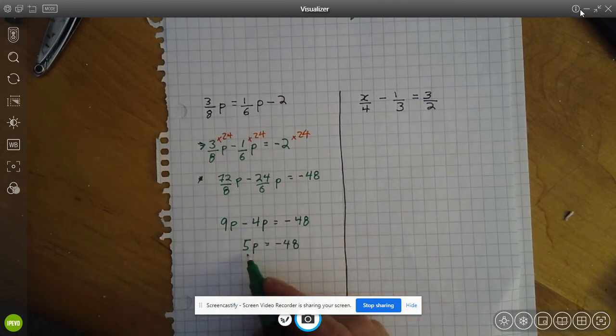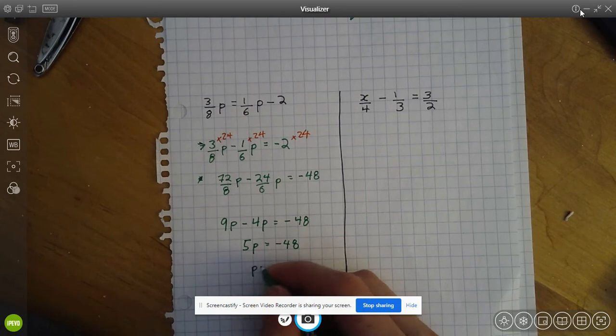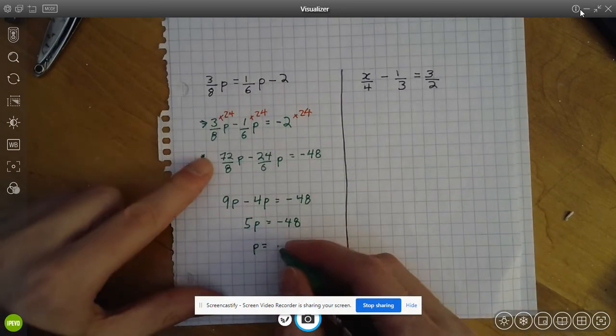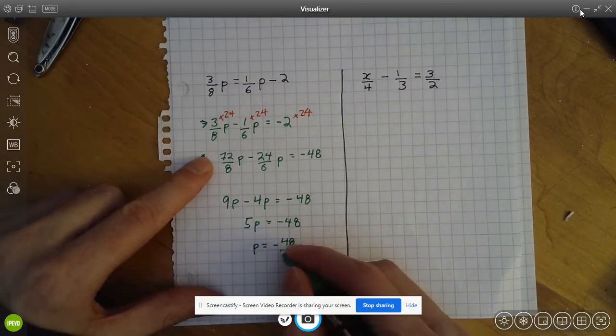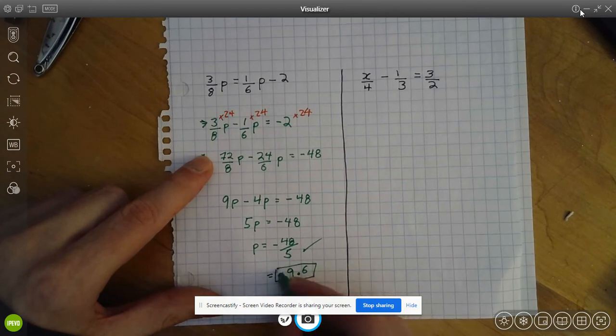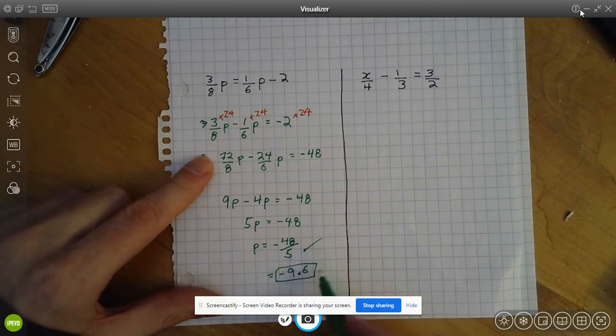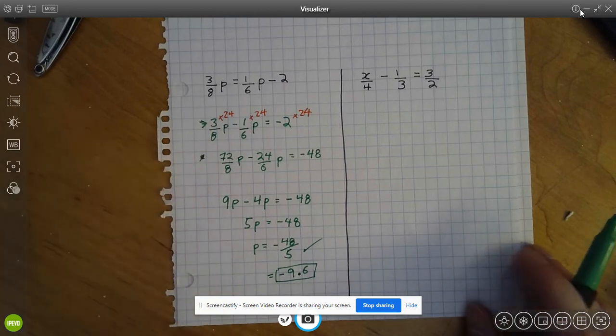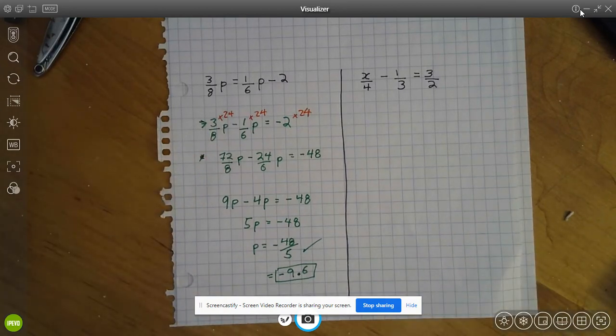And again, I've got multiplication on the left side. So I'm going to do division on the other side. So my final answer is p equals negative 48 over 5. It's fine to leave the answer as a fraction. This is already in lowest terms. Or if we wanted to, we could also punch this into our calculator, and we could have a decimal, negative 9.6. I prefer the fraction answer, especially if it's not a terminating fraction. Like if it always repeats, it's cleaner to leave it in fractional form, but there's nothing wrong with a decimal as well.